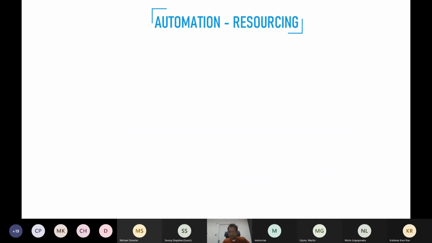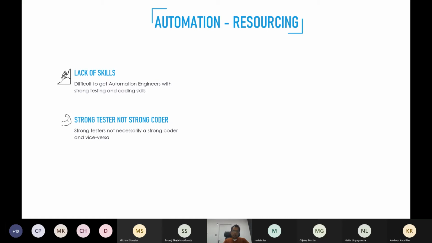I've put a separate slide for it. It is very tricky when it comes to resourcing for automation, for an automation engineer role. I'll explain why. First of all, in general, I've seen there is a lack of skill in the market. There are not many good automation engineers in the market, so as a result, you will struggle to find good automation engineers.